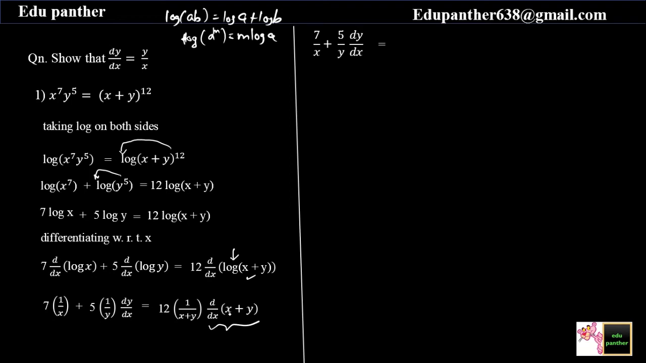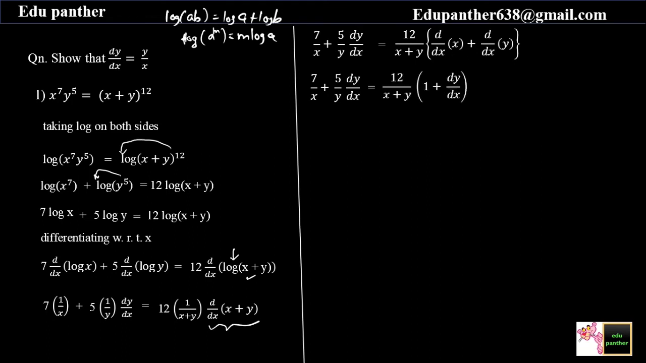Now we have to take the derivative of x plus y. Since this is addition, we can directly split it here. So the outside term will be 12 upon x plus y into derivative of x plus derivative of y. Your left hand side will be as it is because we cannot simplify it now, is equals to, now on the right hand side derivative of x is 1 and derivative of y can be written as dy by dx. So as we can notice here, derivative of x is 1 and derivative of y is written as dy by dx.